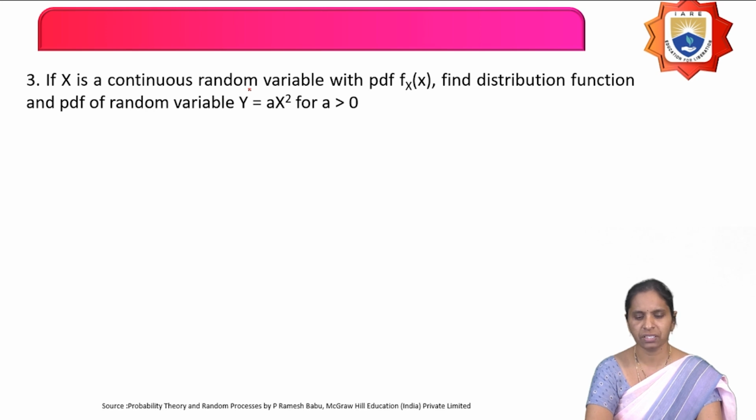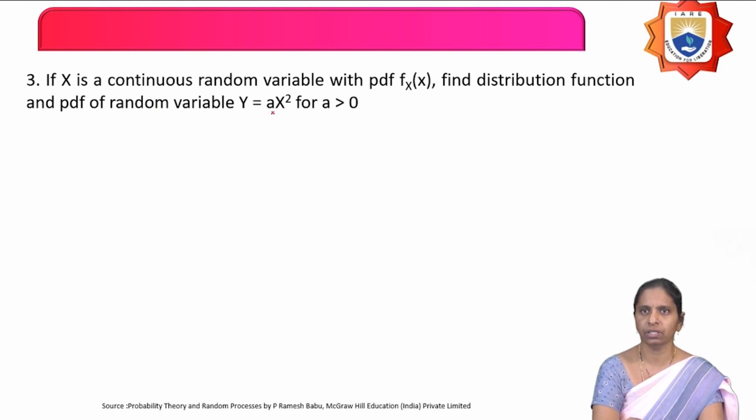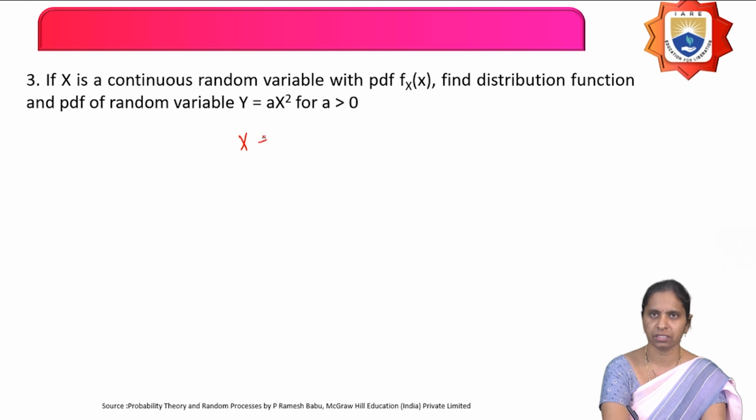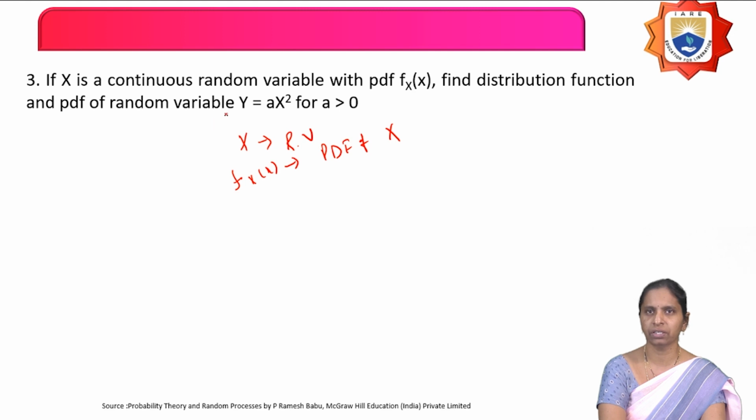Next problem is, if x is a continuous random variable with probability density function fx of x, find the distribution function and the PDF. PDF is nothing but probability density function. So, the probability density function of the random variable y is equal to a x square, for a greater than 0. What have they given? They have given that x is a random variable, and moreover the density function of the random variable x is fx of x. After that, find the distribution function and density function of the random variable y equals a into x square.